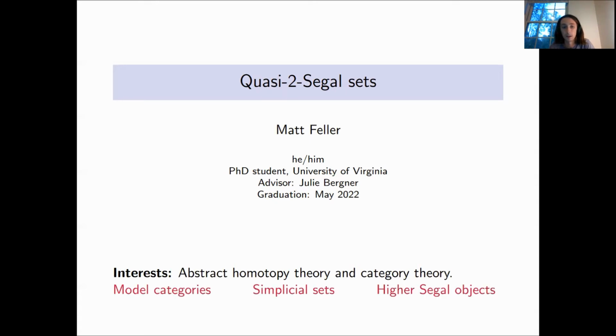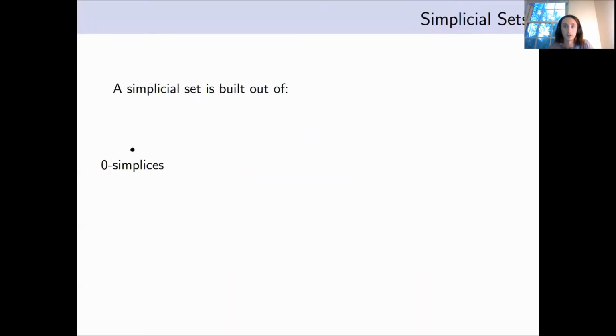In particular, I'm interested in model categories, simplicial sets, and higher Segal objects, which are also the main ingredients we need to talk about to say what quasi-2-Segal sets are. So let's start with simplicial sets.